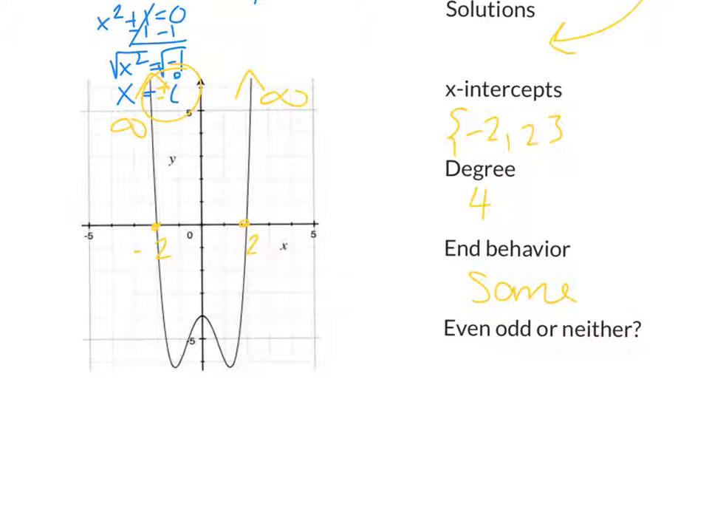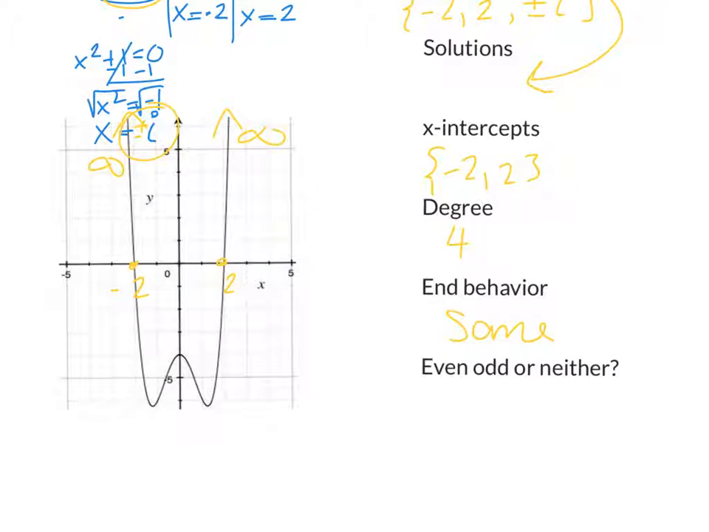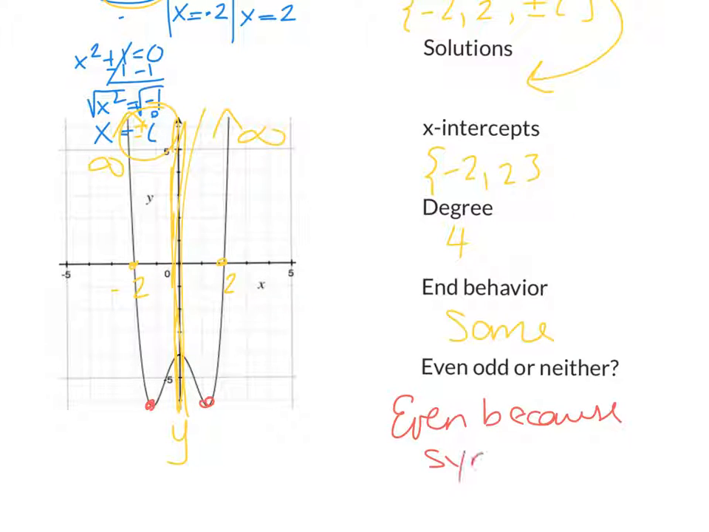Now, is it an even function, an odd function, or neither even or odd? Well, let's look at the symmetry. The degree is 4, so that's even, so it's probably an even function, but we're going to check with the symmetry. If it's an even function, it has symmetry over the y, and this one does have symmetry over the y. When you look at this, if you were to fold this in half over the y-axis, you would have the exact same image on the other side, like a mirror. So I would say this is even because there is symmetry over the y-axis.